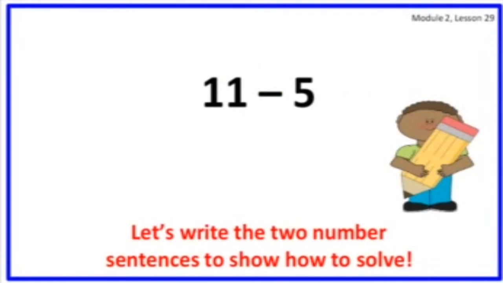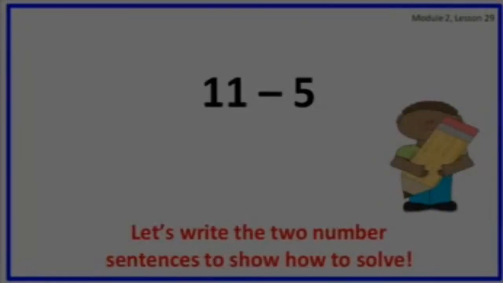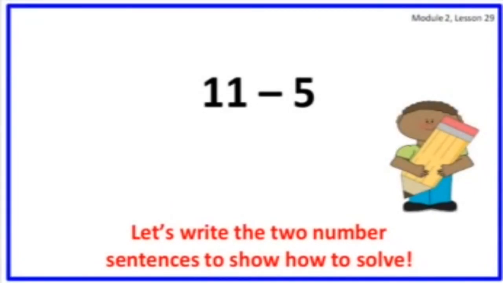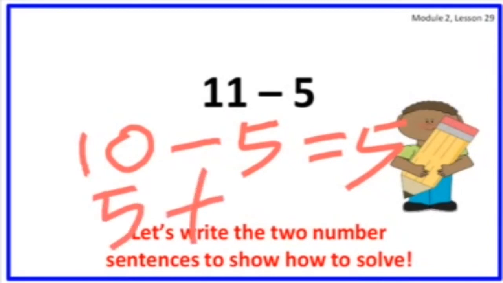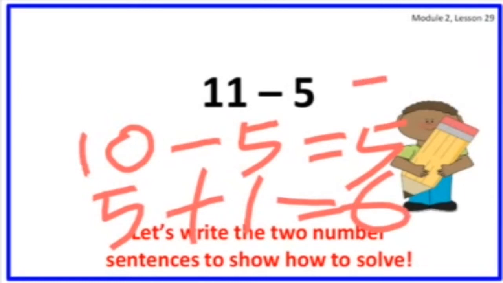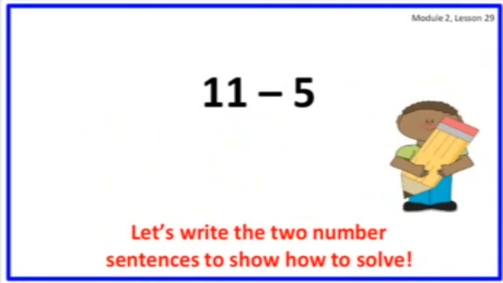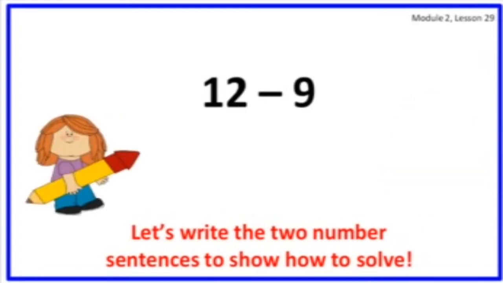Okay, now we have an expression here for us to solve. Let's write the 2 number sentences to show how to solve. It's not hard at all. So let's make our 10, or take from 10. So I have my 10 minus 5 equals 5. And the 5 plus the other part, which is 1 from my 10 1, and that will be 6. So that means my answer is 6. Clap for yourself.